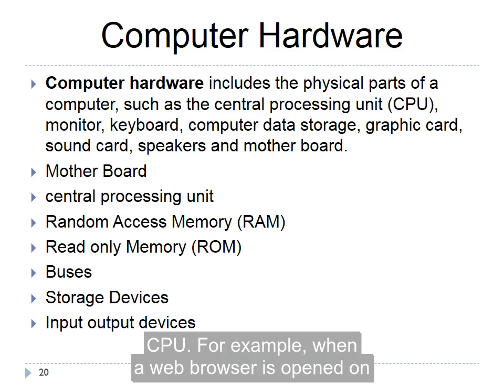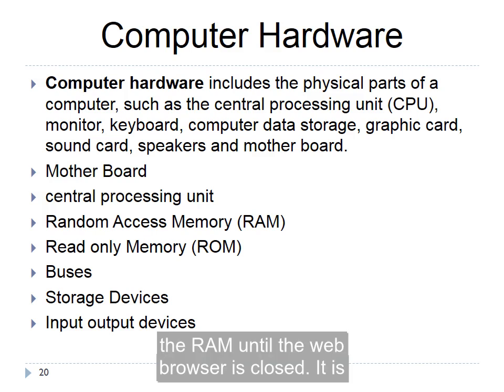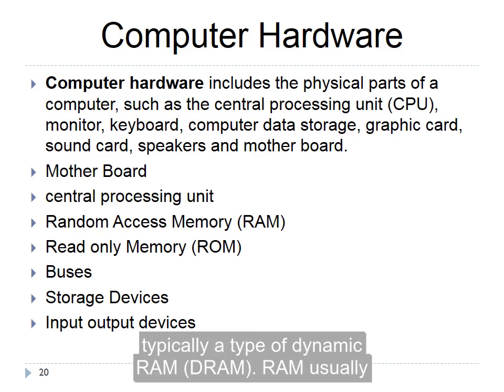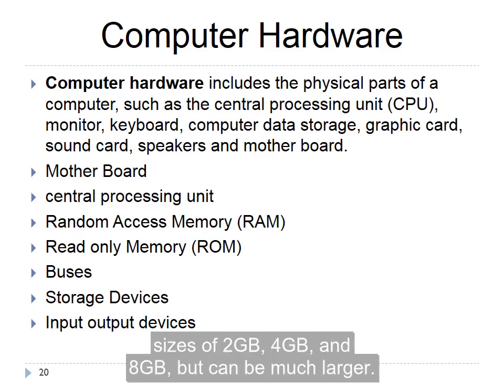For example, when a web browser is opened on the computer, it takes up memory. This is stored in the RAM until the web browser is closed. It is typically a type of dynamic RAM or DRAM. RAM usually comes on dual inline memory modules in the size of 2 GB, 4 GB, 8 GB, 16 GB, but it can be much larger.